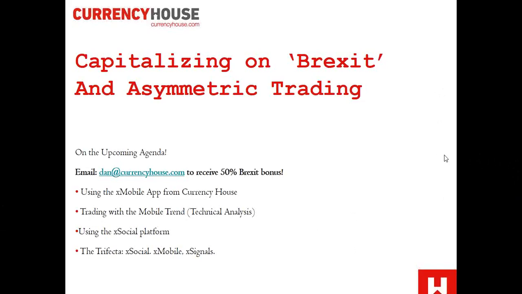Of course, we have a whole bunch of other things going on right now in the markets that we're going to be able to continue to trade off of beyond this week. So the Brexit is definitely not the end all be all of our trading accounts, but at the same time, it does present an opportunity that we cannot overlook.